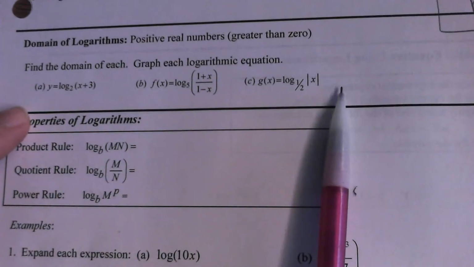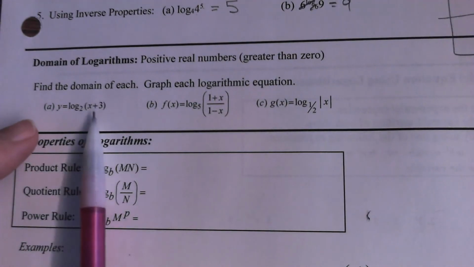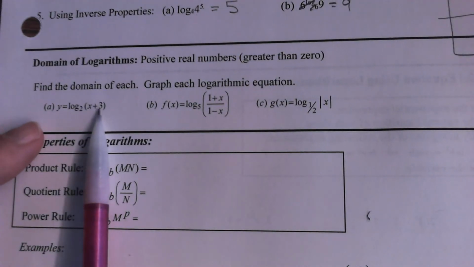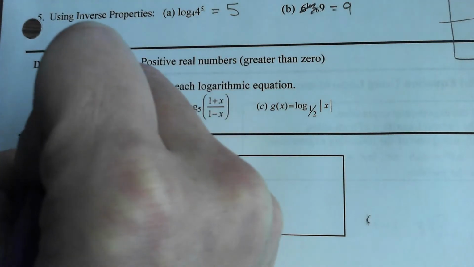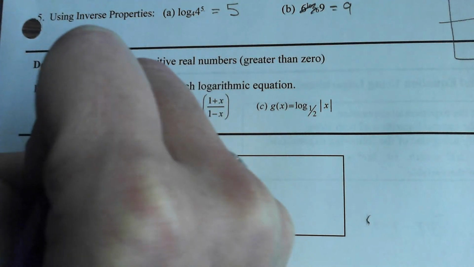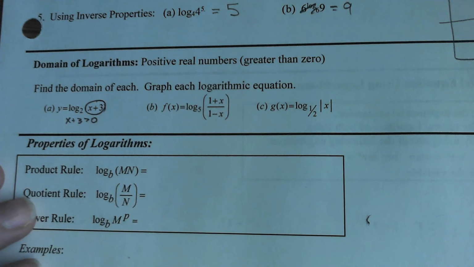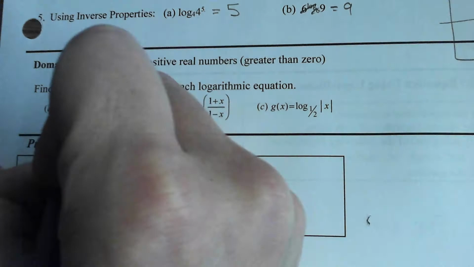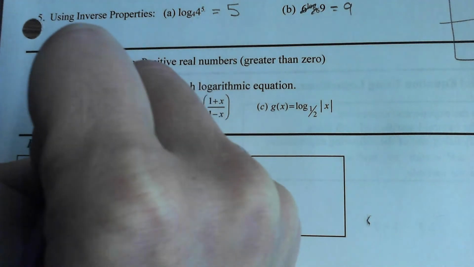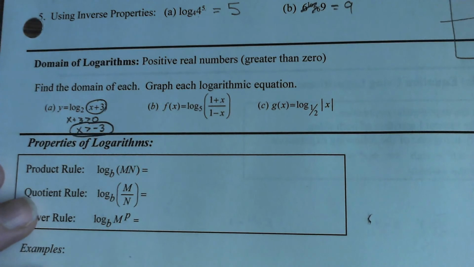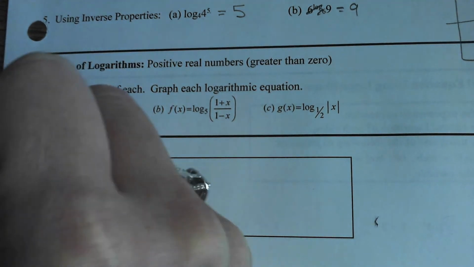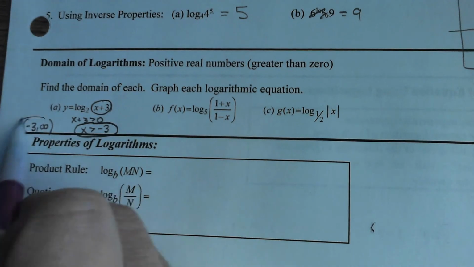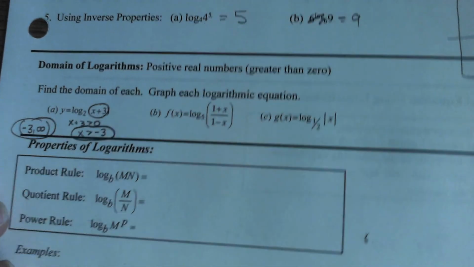So when you look at a function, you essentially look at whatever you're taking the log of, and it has to be positive. So in this case, x plus 3 has to be greater than 0. Solve that, and that's your domain. So if I subtract 3 from both sides, x is greater than -3. That's my domain. In interval notation, that would be -3 to infinity. Good?